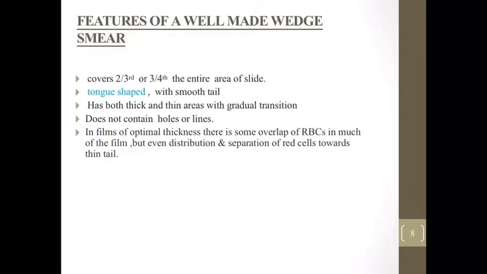Next, features of a well-made wedge-shaped smear. It should cover two-thirds or three-quarters of the entire glass area of the slide. It should be tongue-shaped with a smooth tail. It has both a thick and a thin area with a gradual transition. It does not contain holes or lines. In films of optimal thickness, there is some overlap of the RBCs in much of the film, but an even distribution and separation of the red cells towards the thin tail.